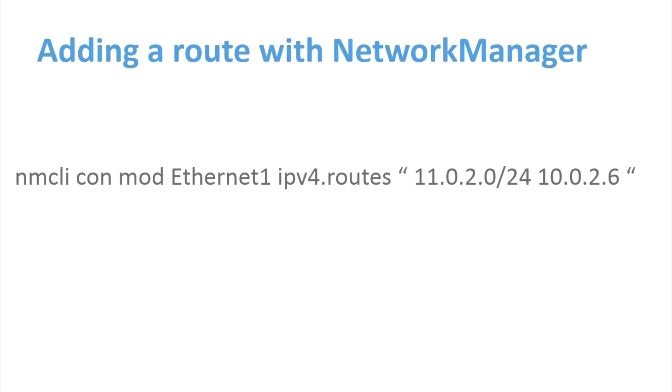To set it up in Network Manager, we will type nmcli mod, your connection name, and then the new directive ipv4.routes, and then in double quotes 11.0.2.0/24 for that network, space, the IP address for our router or gateway. It's important that you put it in double quotes because you're passing along two arguments instead of just one.